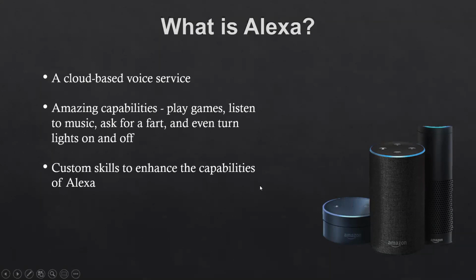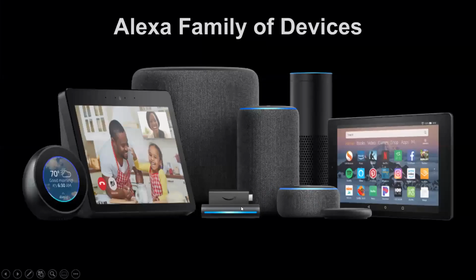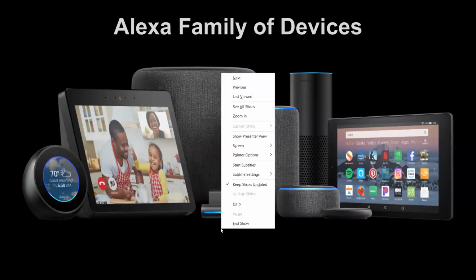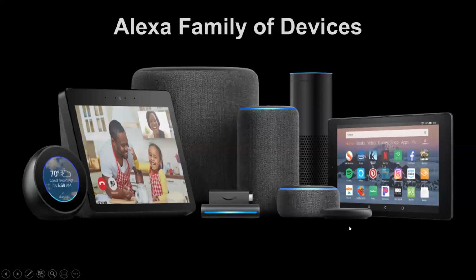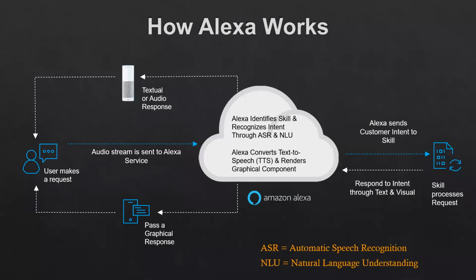Our next slide. So this is Alexa family of devices. They come in various shapes and sizes. Some devices have screen while some don't. So the devices are like Echo Spot, Echo Show, Echo Dot, and Kindle. There are millions of devices all over the world that have Alexa enabled in them.